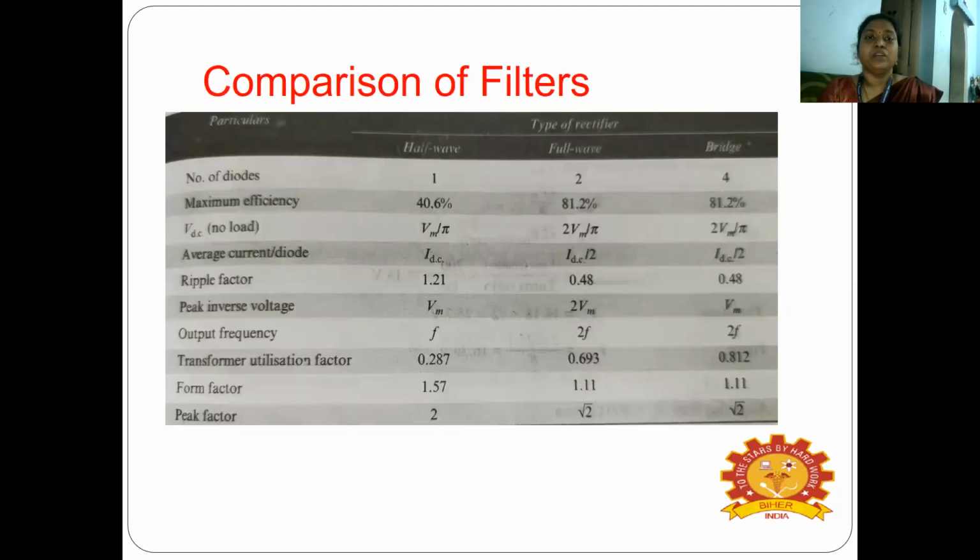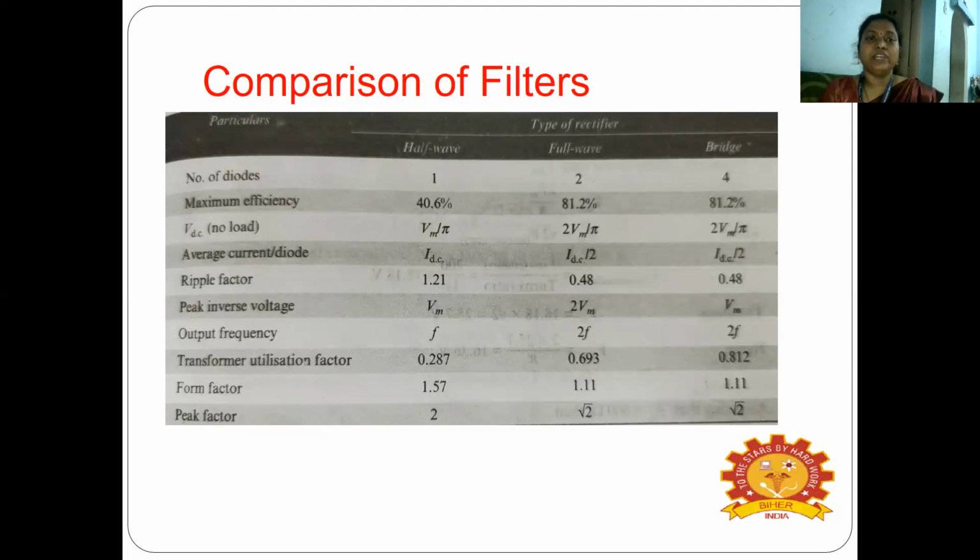Okay. So finally, we come to the comparison of the rectifiers. We have studied the half wave, full wave, and bridge rectifier, so now we are going to compare all three types of rectifiers here. Actually, after rectifiers we use a filter. Comparison of filters will also be studied in the future. We will see. So these are the comparison of rectifiers.